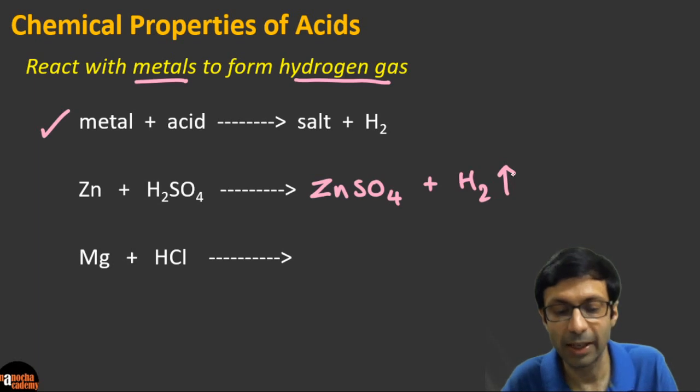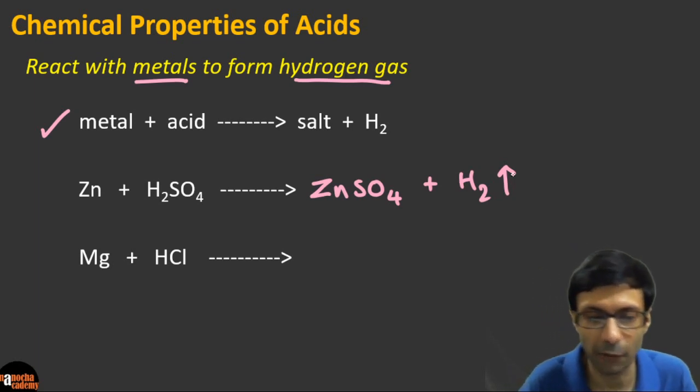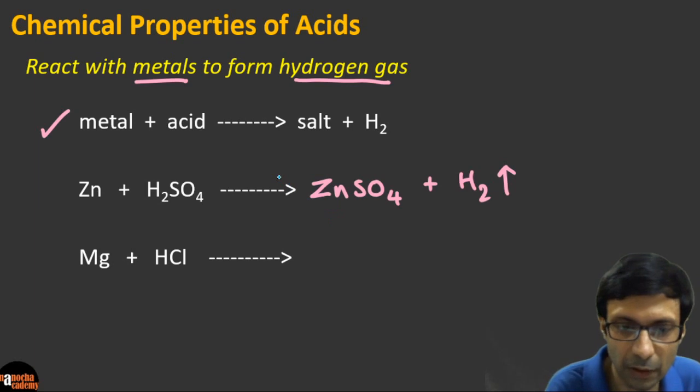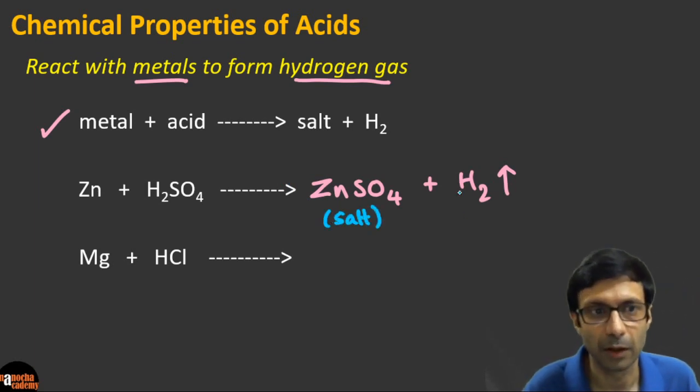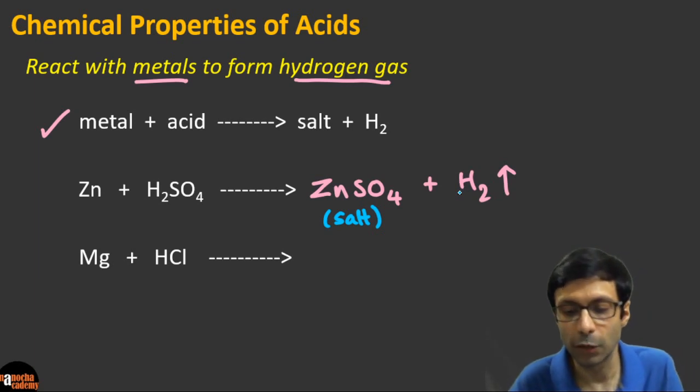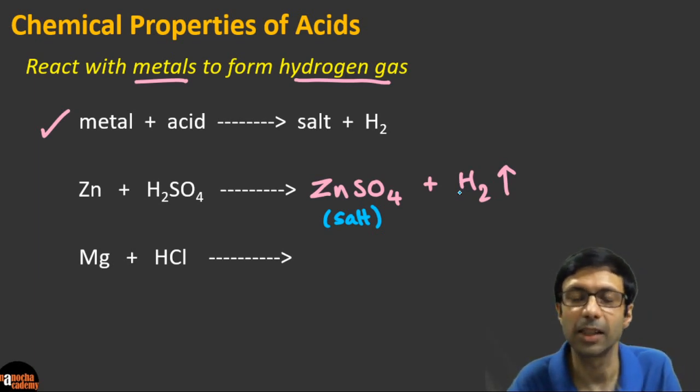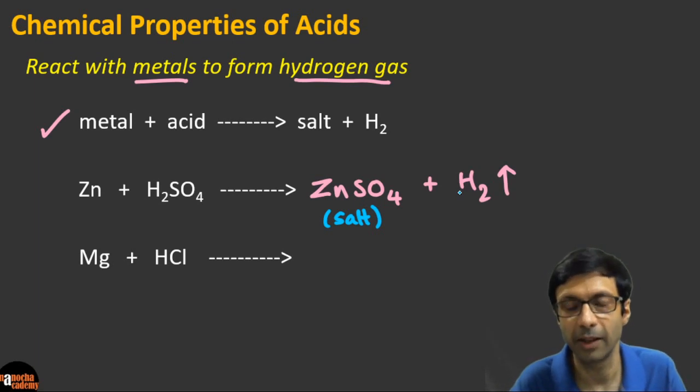Okay. So zinc plus sulfuric acid gives zinc sulfate. So this is our salt here. Okay. So that's our salt and hydrogen, right? And salt is formed of this cation zinc and sulfate anion, right? So can you tell me what type of reaction is this?